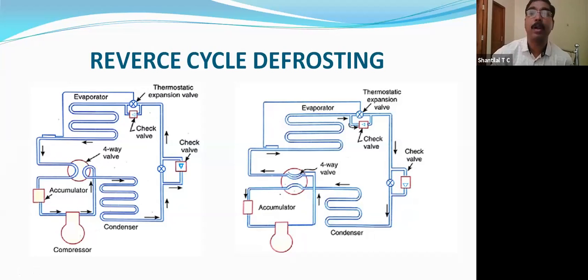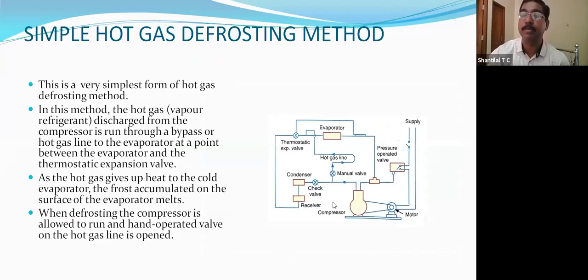And hot gas defrosting. This is a hot gas defrosting method. Very firstly, I am going to finish within time. So this is the compressor, and this is the condenser, receiver, thermostatic expansion valve, evaporator and suction line. Here is an additional bypass line, known as the hot gas line. In the discharge line, a line is additionally fixed and connected between the evaporator and expansion valve.